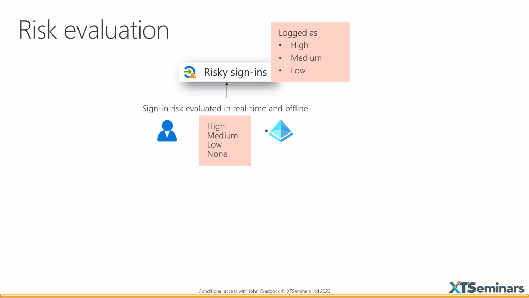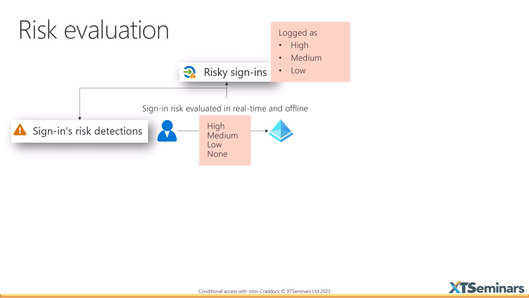The other thing that will happen is that that information will also be put into the sign-in's risk detections. So we may have a risky sign-in, and that risky sign-in has been actually identified through real-time information and also offline information. So that will be one entry in risky sign-ins. But if we look in the sign-in risk detection, we'll have a risk detection from real-time and we'll have a risk detection from offline. And I'll show you that very shortly.